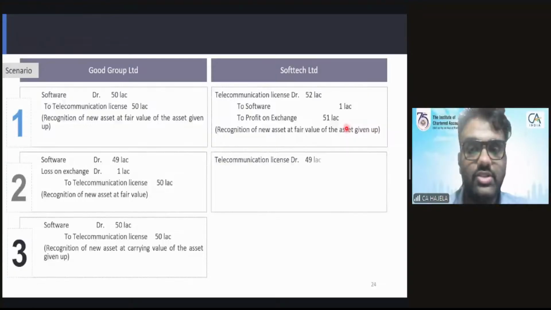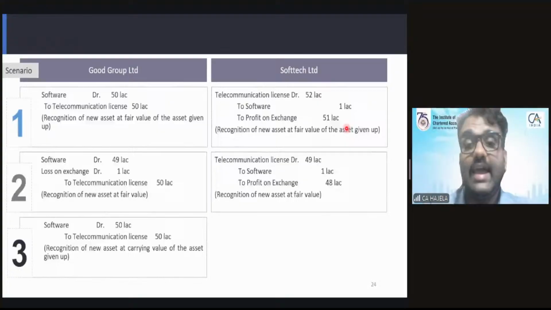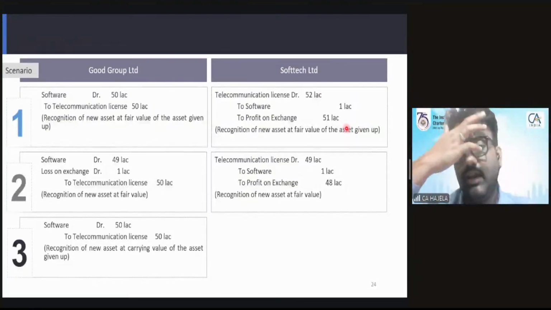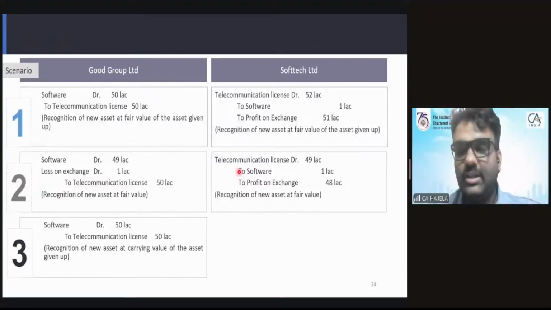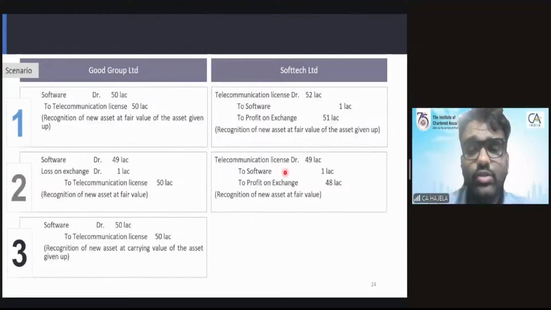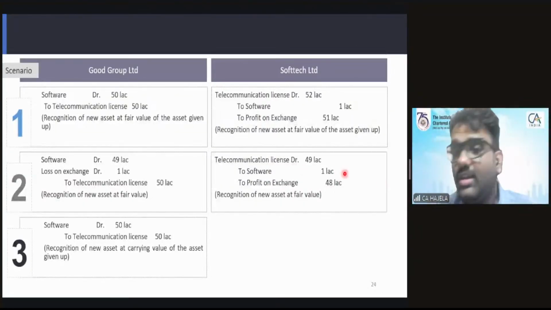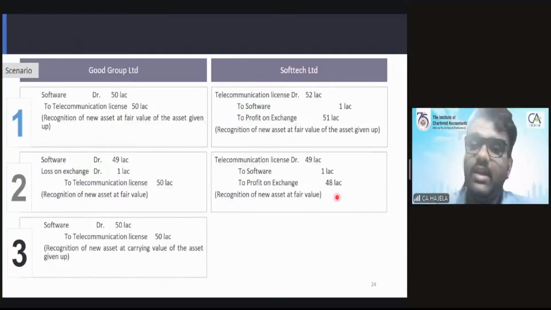सिनेरियो 2 इज जहां पे क्या होगा? फेयर वैल्यू ऑफ द एसेट एक्वायर्ड. एक्वायर क्या करा है? एसेट टेलीकम्युनिकेशन लाइसेंस, उसकी फेयर वैल्यू पता है. आई नो फेयर वैल्यू ऑफ टेलीकम्युनिकेशन लाइसेंस विच इज 49 lakhs. ठीक है भाई, सॉफ्टवेयर की बुक वैल्यू क्या? 1 lakh. दैट विल बी रिटर्न ऑफ. बुक वैल्यू विल बी रिटर्न ऑफ एंड द रिमेनिंग इज द प्रॉफिट ऑन एक्सचेंज.